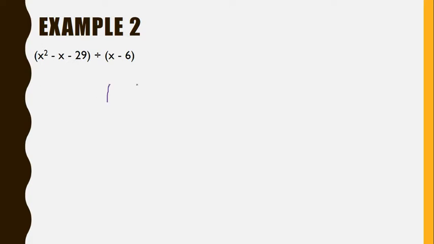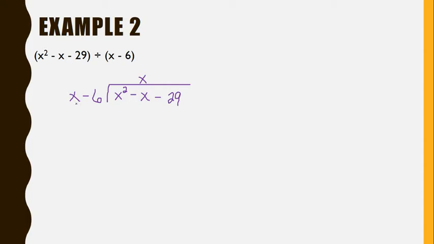So remember, on the inside here we're going to put our first one, x squared minus x minus 29, and to the left we're going to put x minus 6. So x squared divided by x is an x. Now we're going to multiply. X times x is x squared. X times negative 6, negative 6x.